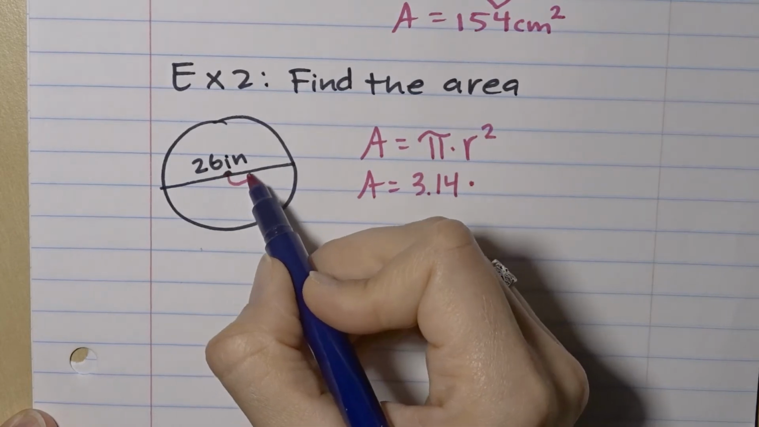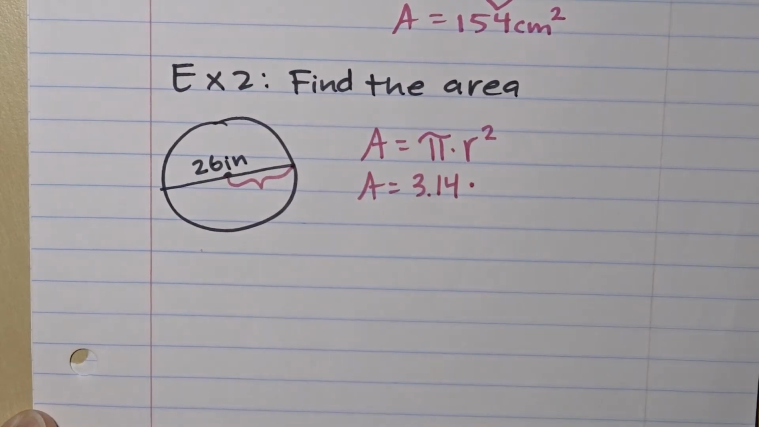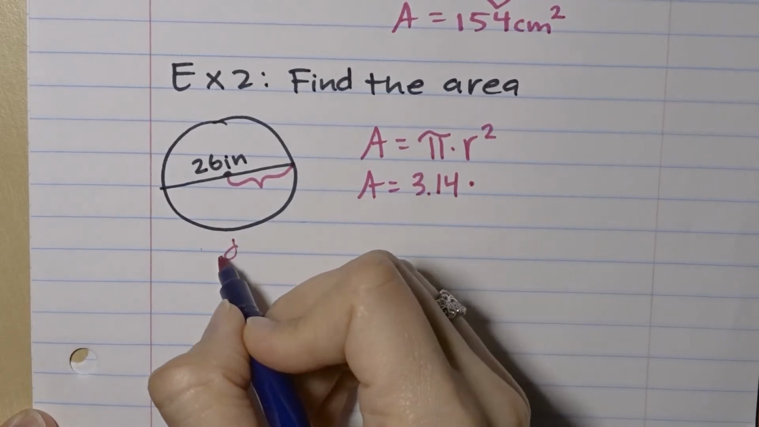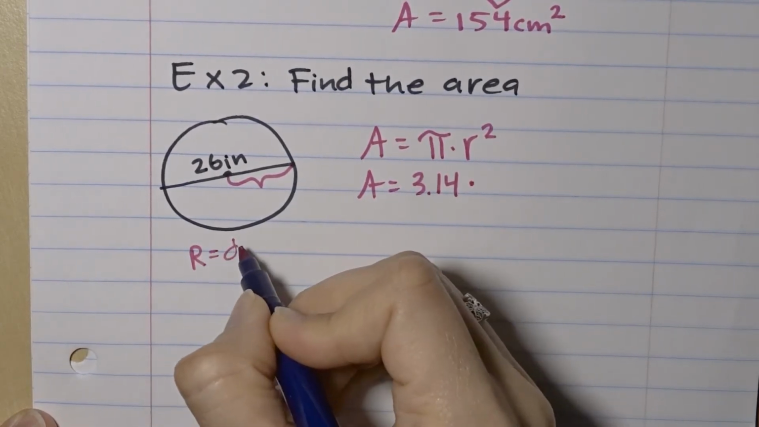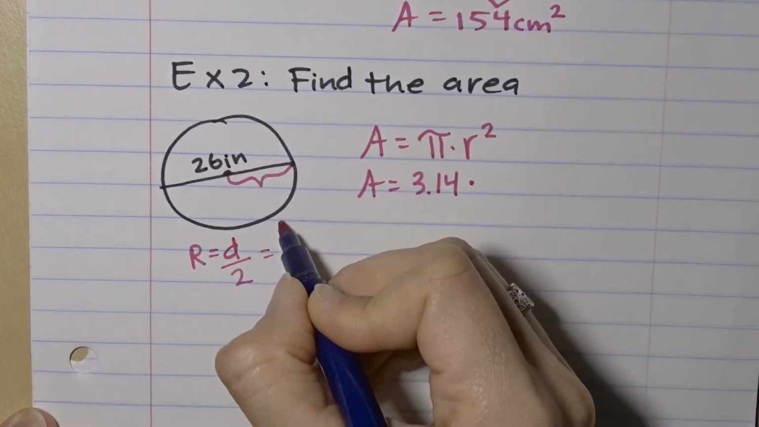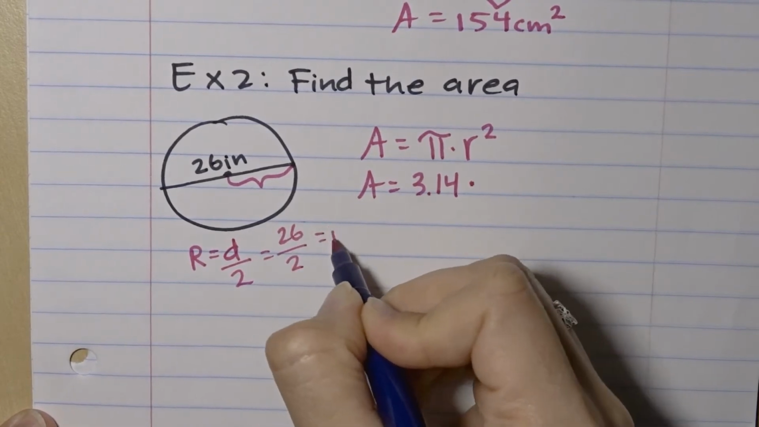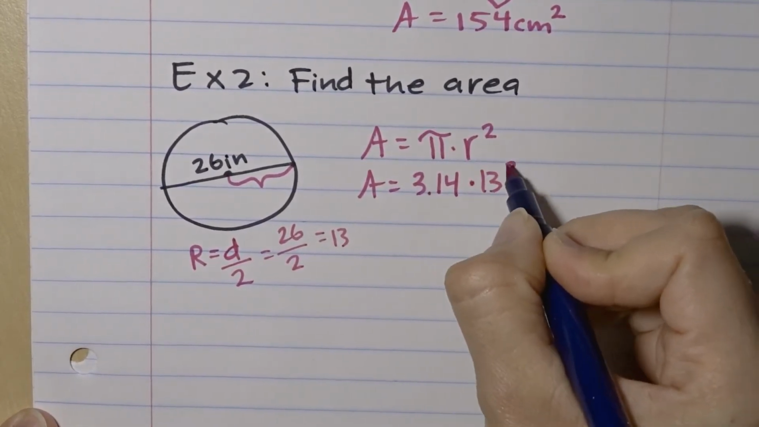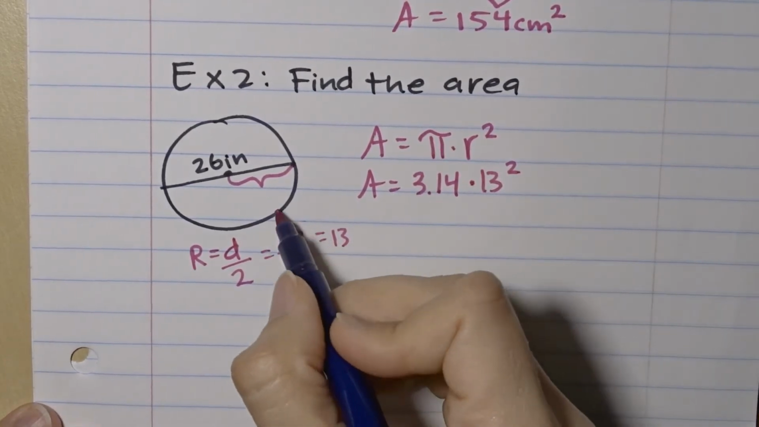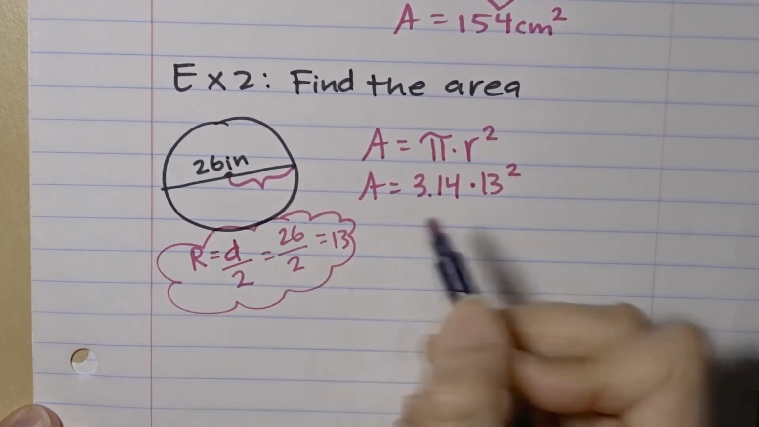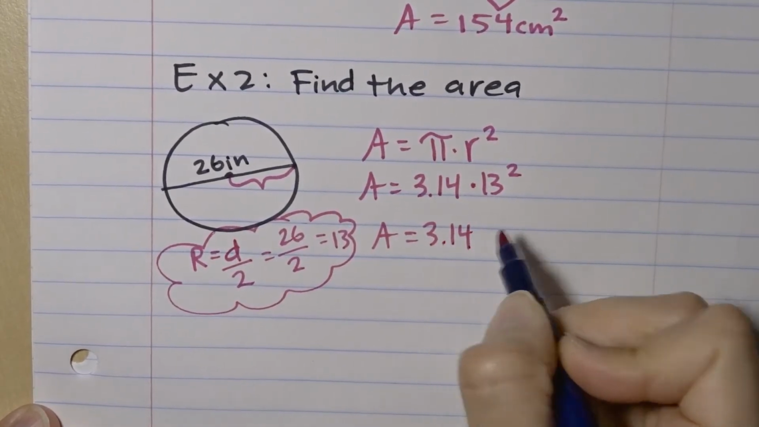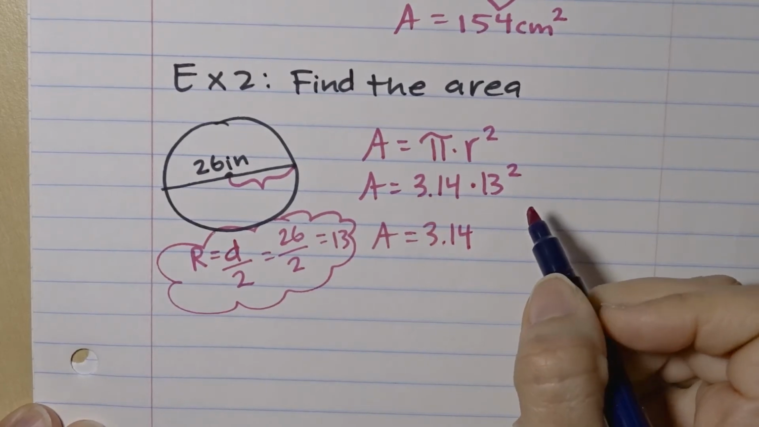The radius. Now, I don't have a radius, 26 is a diameter. But I do know that if I only want halfway across the circle, then I do half of 26. So the radius equals the diameter over 2. So then that's going to be 26 over 2, which is 13. 13 squared. And so now I have area equals 13 to the second power, which is 169.